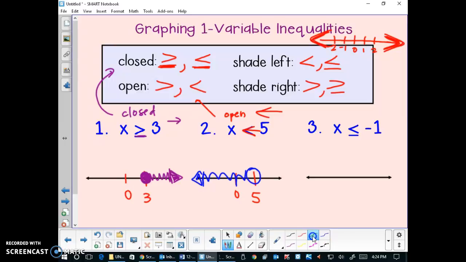And then number 3, x is less than or equal to -1. That's a closed circle because it equals, and then again we shade to the left. So here's 0, here's -1. It's a closed circle, so I'm going to put a closed circle on -1, and then we shade to the left.